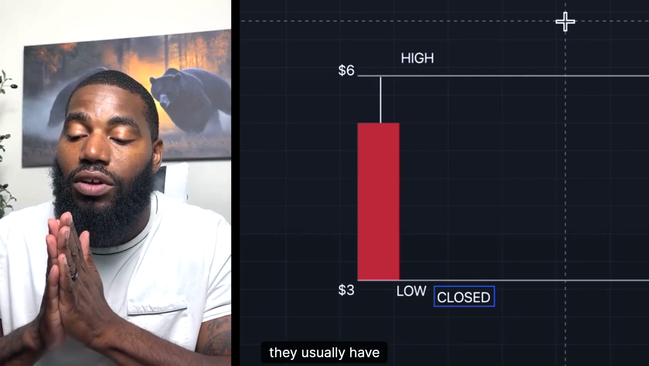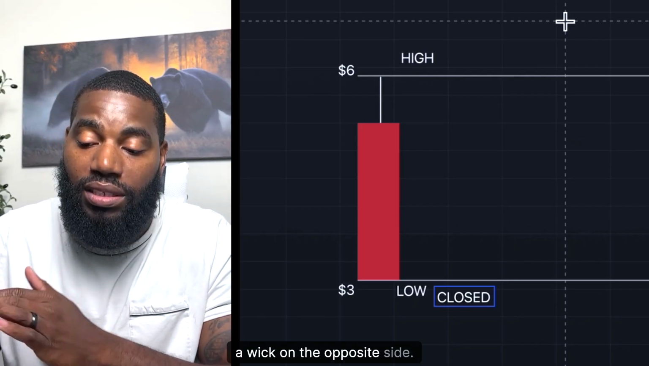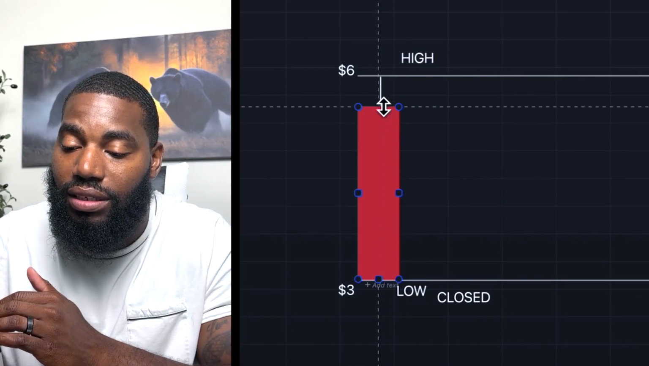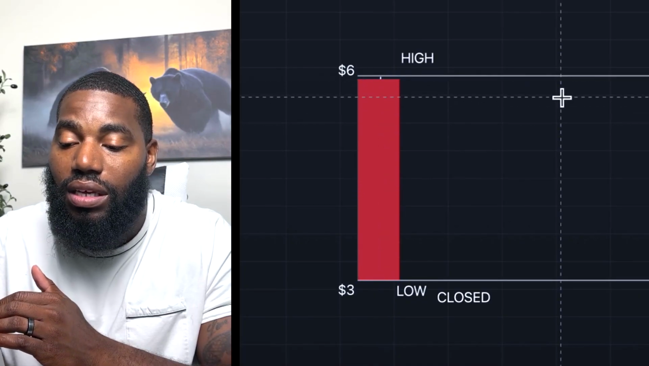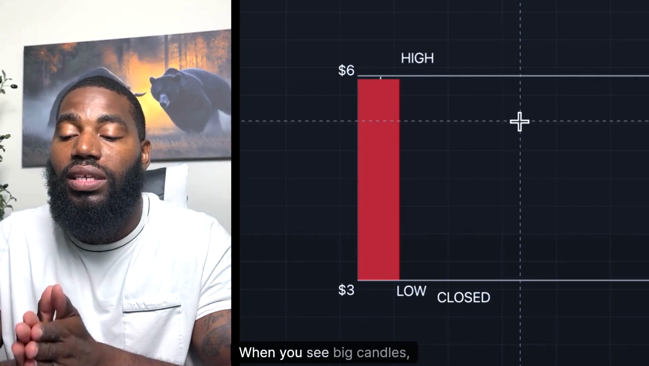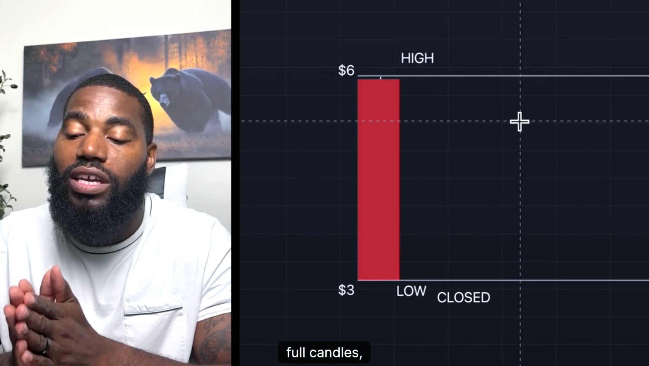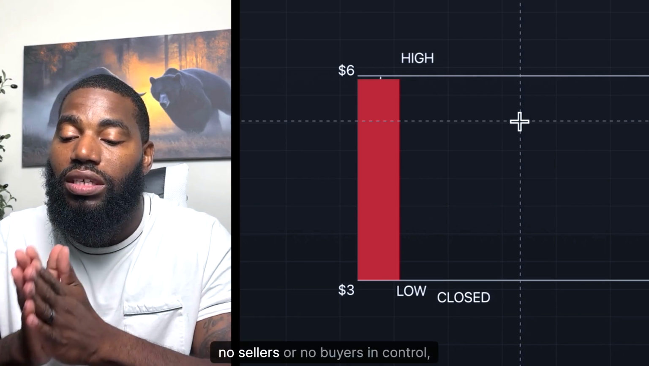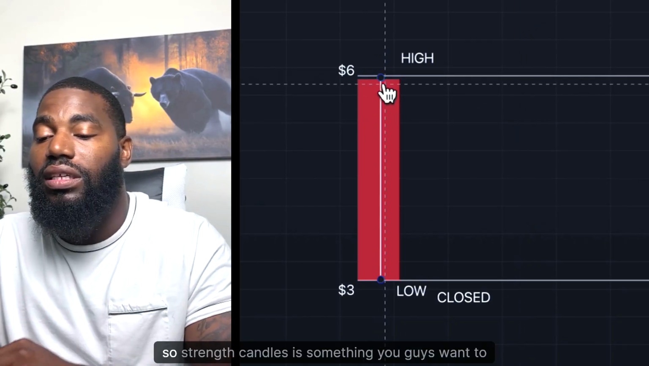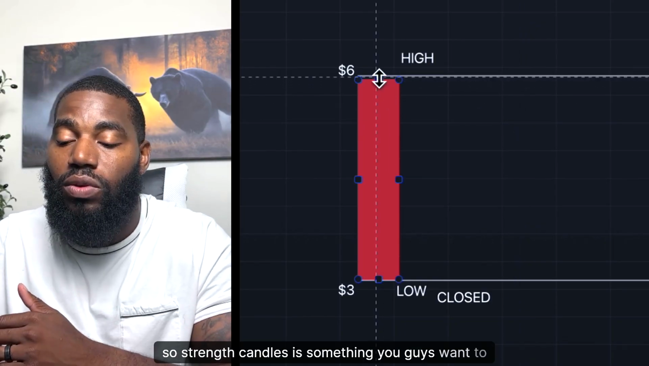They usually have a wick on the opposite side. You may even see a strength candle that looks just like this, barely any wick. So these are strength candles: when you see big candles, full candles, with no sellers or no buyers in control, no wicks. All right. So strength candles are something you guys want to pay attention to.